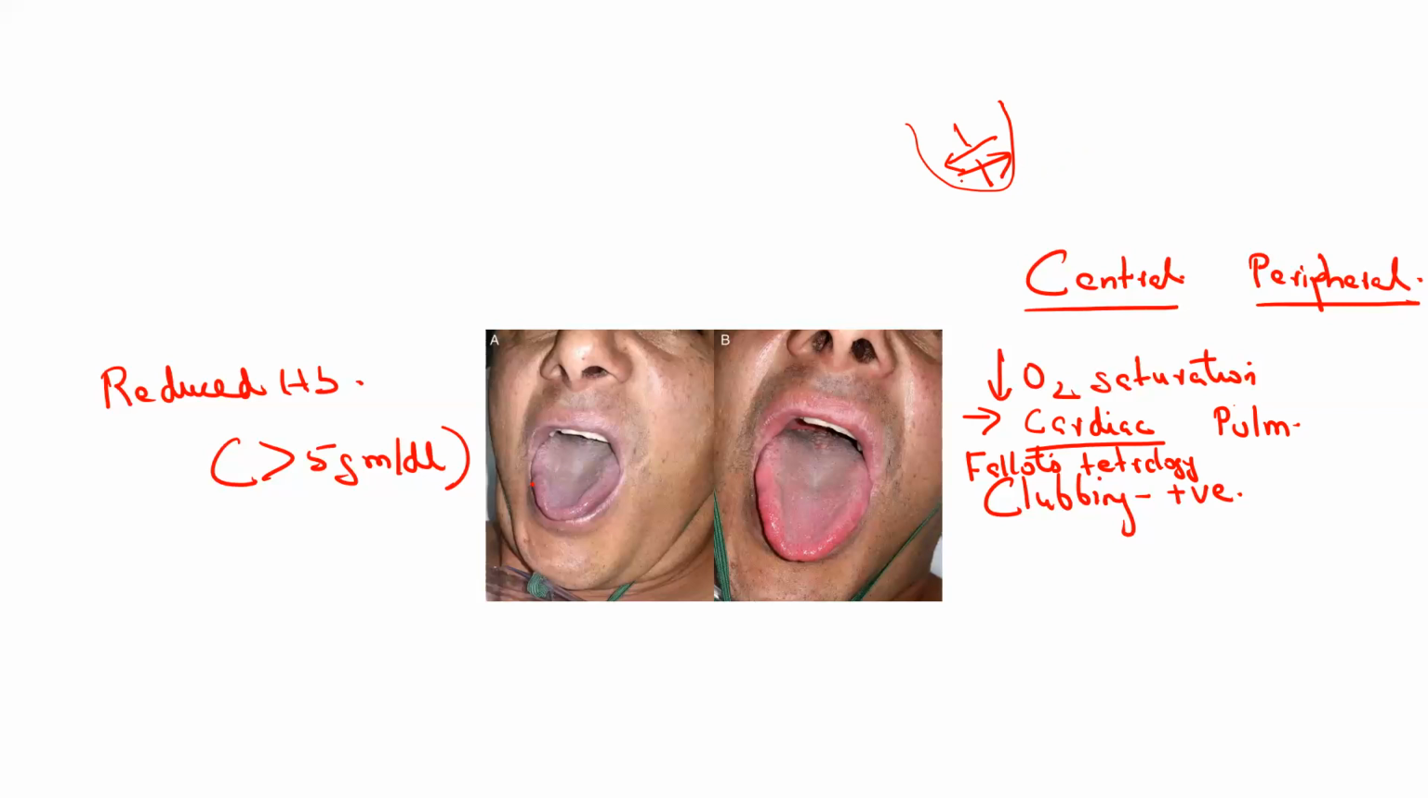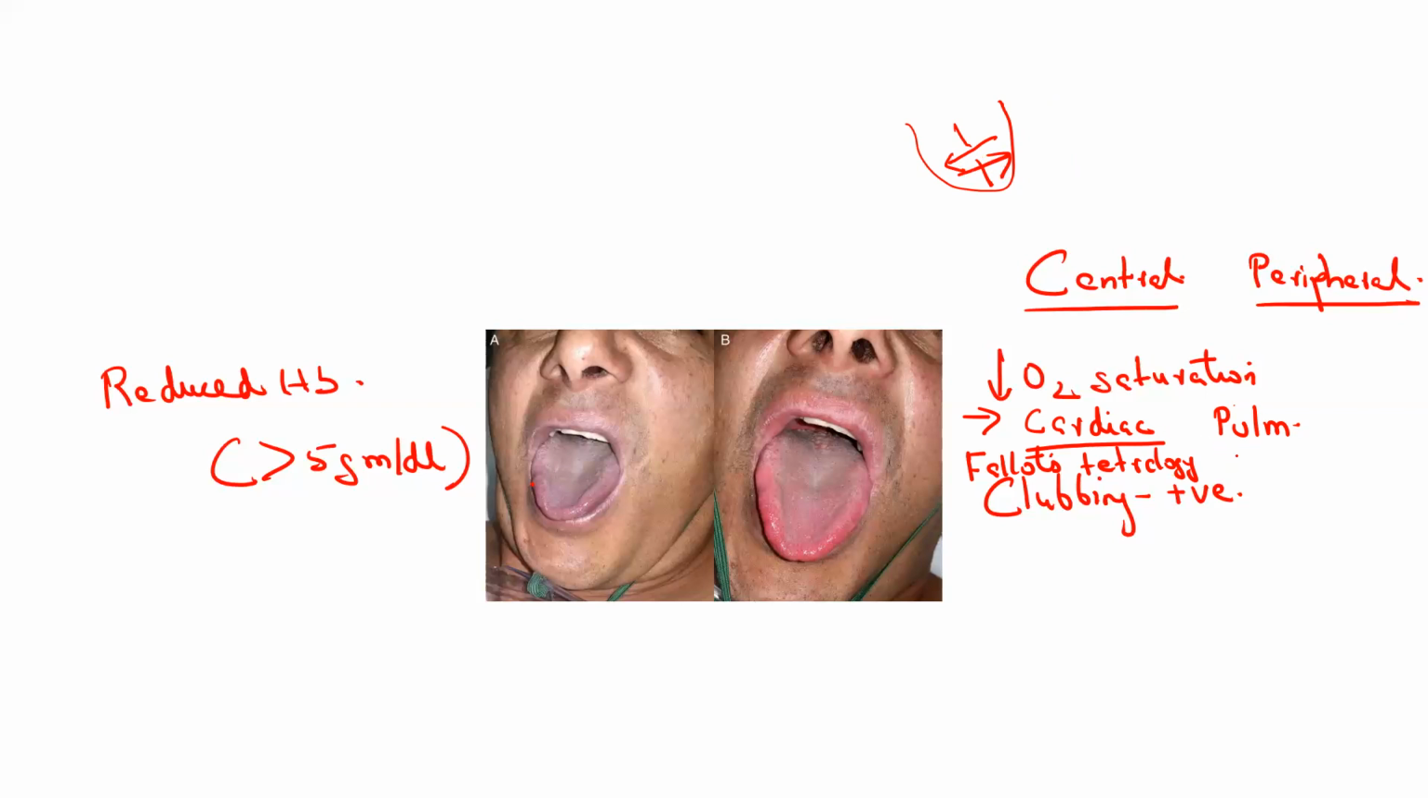So in Eisenmenger syndrome, the deoxygenated blood from the right side mixes with the oxygenated blood in the left side, and now this deoxygenated blood will go into the circulation. So obviously the oxygen saturation, the oxygen carrying capacity of the hemoglobin, will reduce. So Eisenmenger syndrome is also one of the cardiac causes.